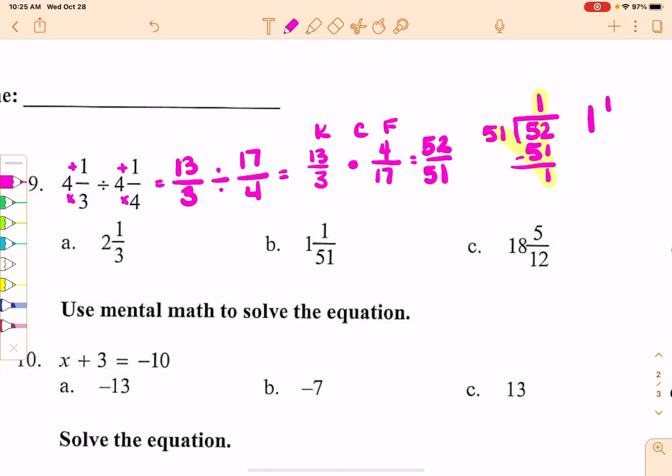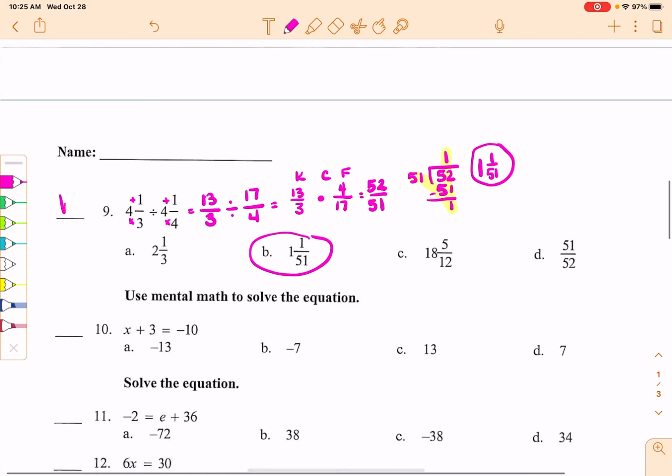So it's going to be 1 and 1 over 51. Oops, I guess that didn't look very nice. So that matches B. Okay, now all the rest of these are equations.